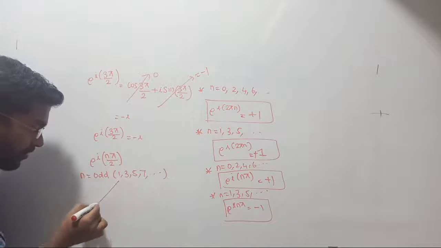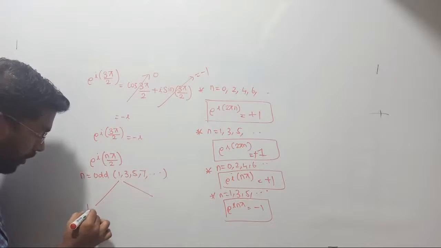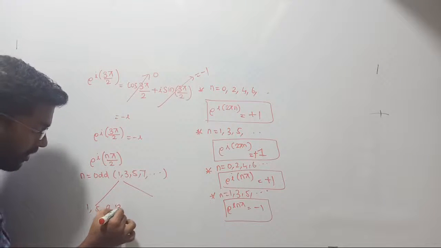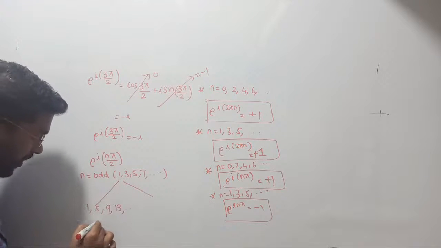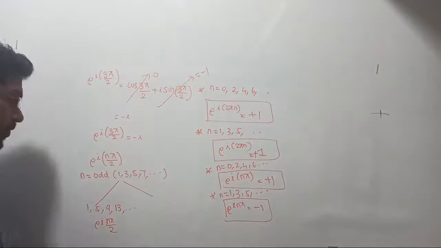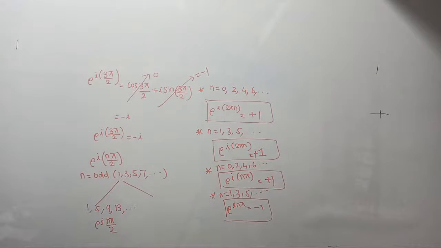So in these odd values, if I consider 1, 5, next I have to consider 9, and then 13. In this series, e power I times n pi by 2. Is it visible to you all that I am writing? Let me check it by myself. I think that is visible.